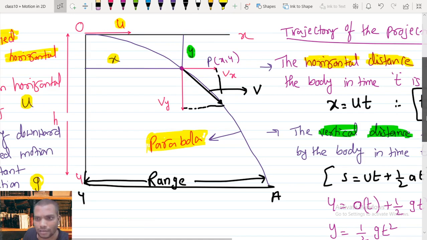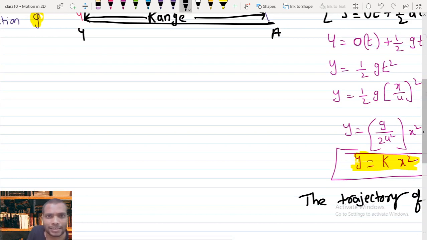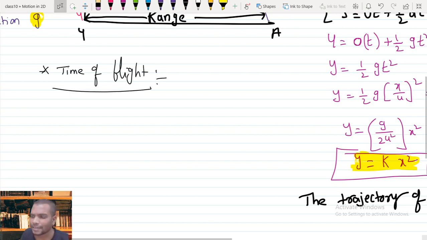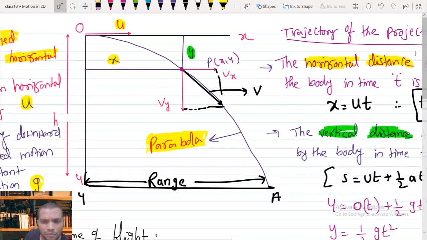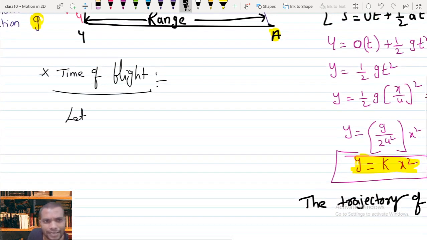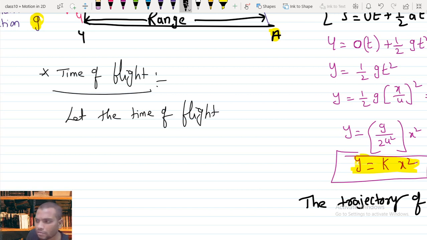Now let's jump into the term which we need to calculate, that is known as time of flight. Time of flight means nothing but the total time for which the projectile remains in flight. Or in the diagram, the time taken by the projectile to travel from point O to point A is known as time of flight. Now let the time of flight from O to A be capital T.